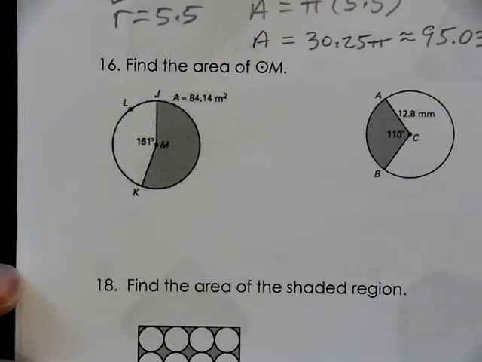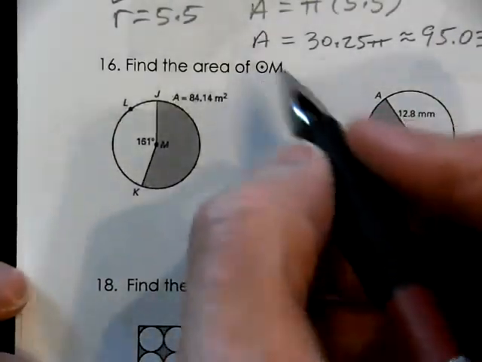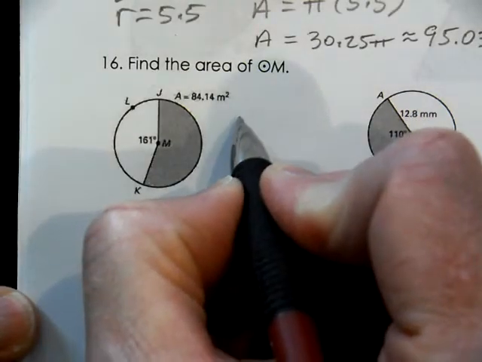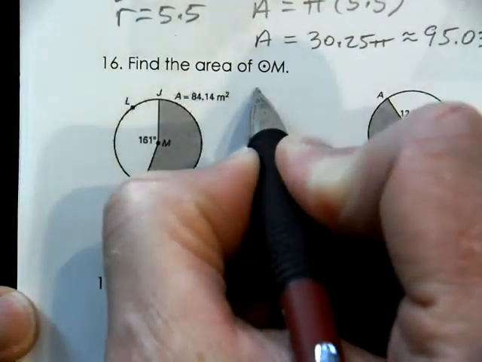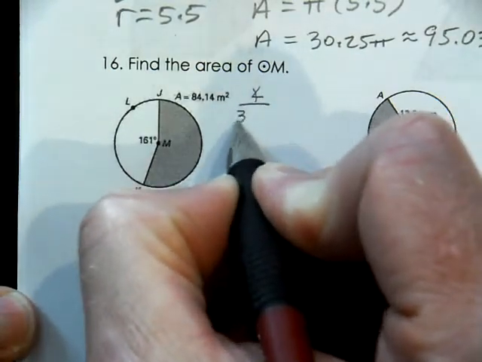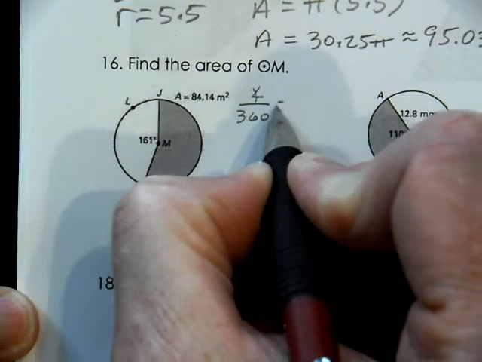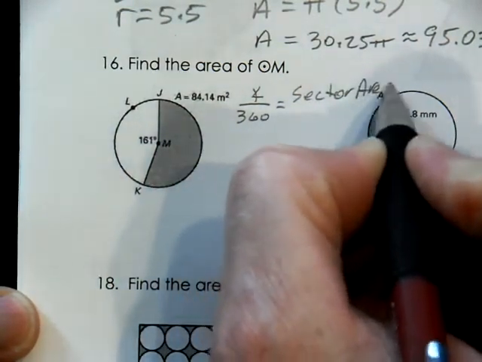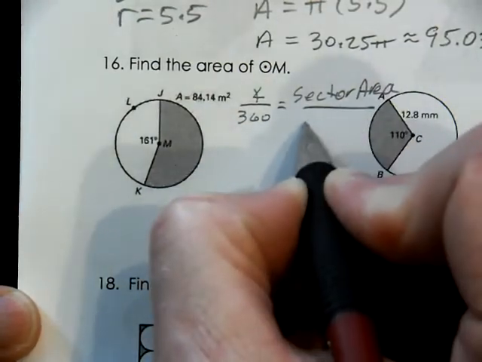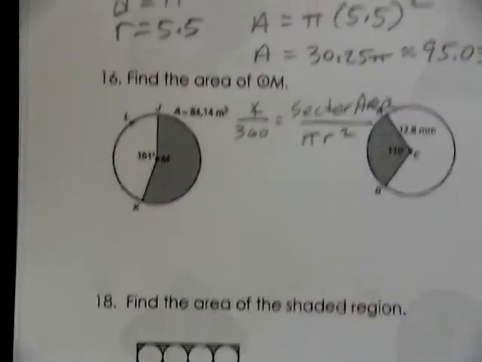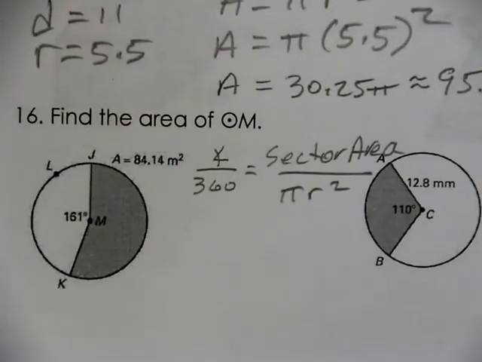Here we're talking about areas, so it's very similar. This is going to be the angle over 360, and this is the sector area over pi r squared. There's the formula you would want on your note card also.